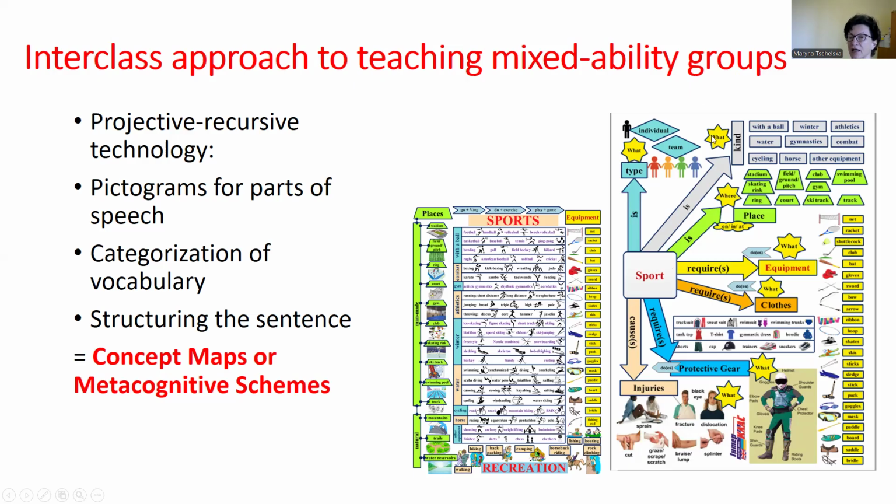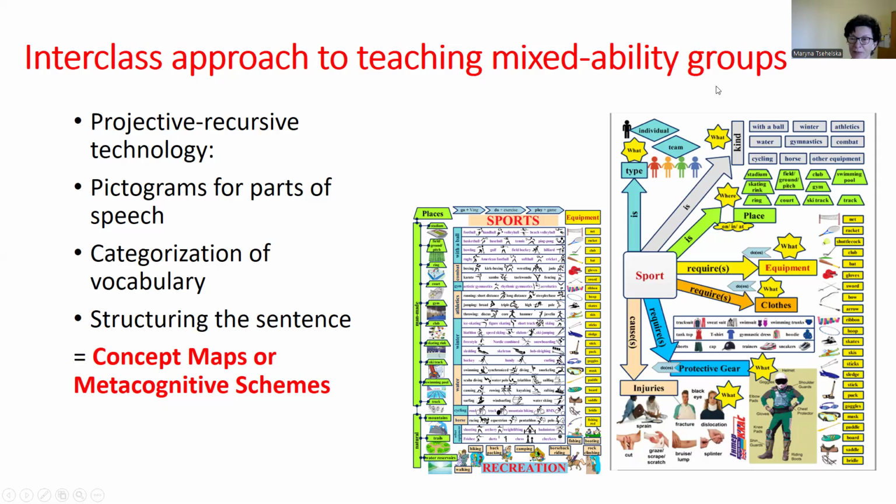Then we ask what kind is it. Of course, we can ask what kind of sport is it, but for the fourth or fifth grade, this is already a great question. Then we can ask about a place: what place is it on? What equipment does it require? What clothes does it require? What protective gear does it require? And what injuries does it cause?